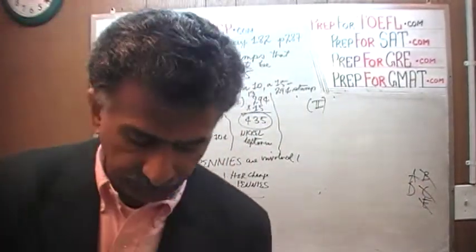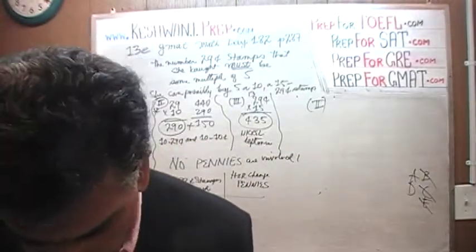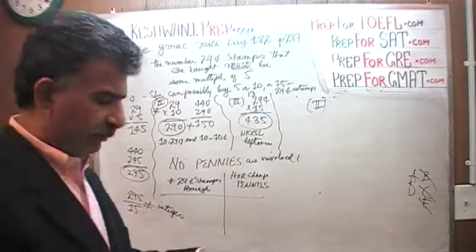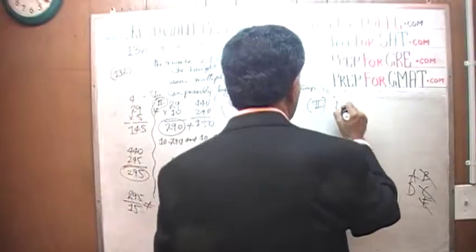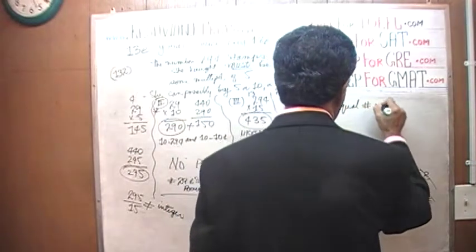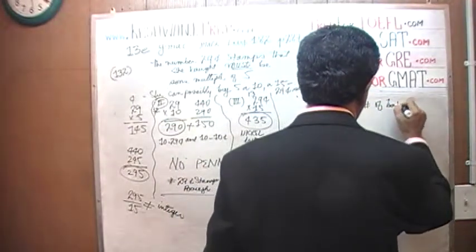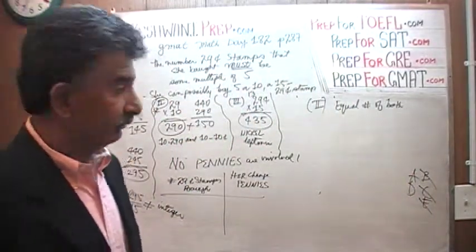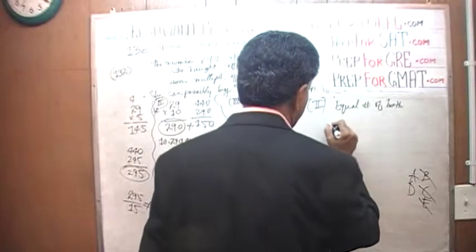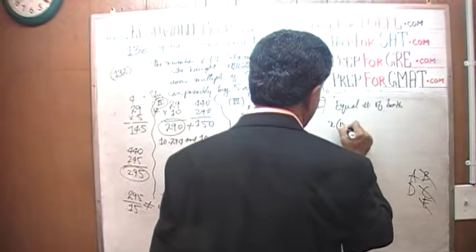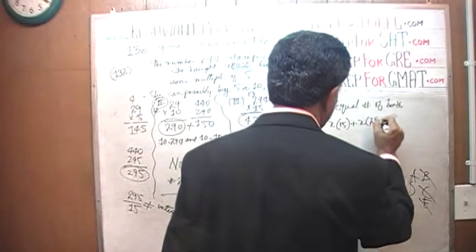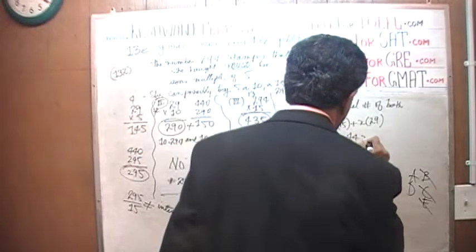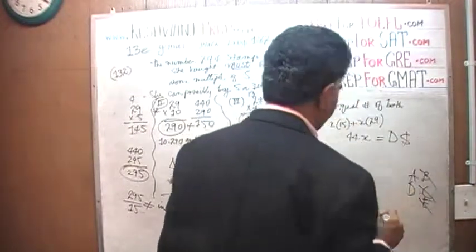In the second statement they tell us that she bought an equal number of both. Now, algebraically, if you wanted to represent it, which we have not done yet, she bought X 15-cent stamps and X 29-cent stamps, which is simply 15 plus 29, which is 44. So it's 44X equals the total amount of money that she spent.